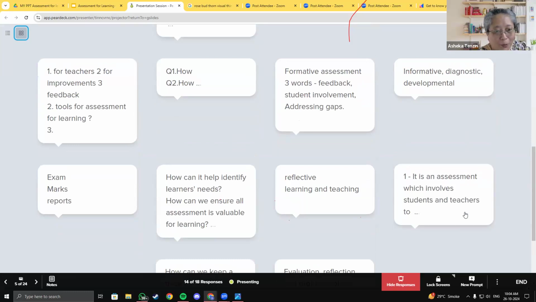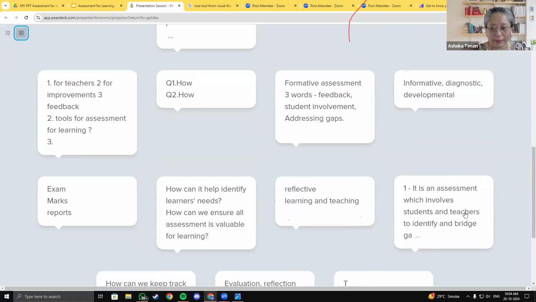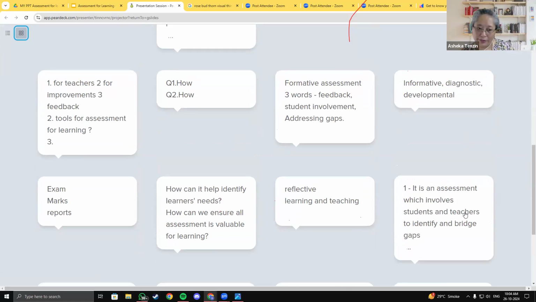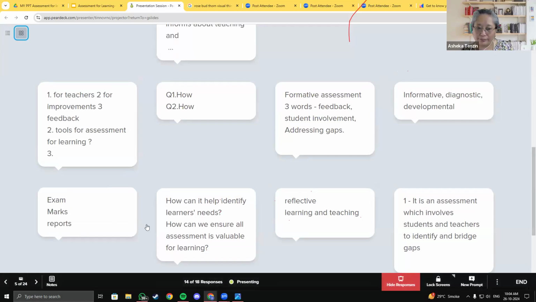Exam, marks, reports. Assessment for learning is not about exam, not about marks, but reports maybe. I would consider report as one term that comes to my mind when I say assessment for learning. But reports, when I say, I'm not talking about report card.